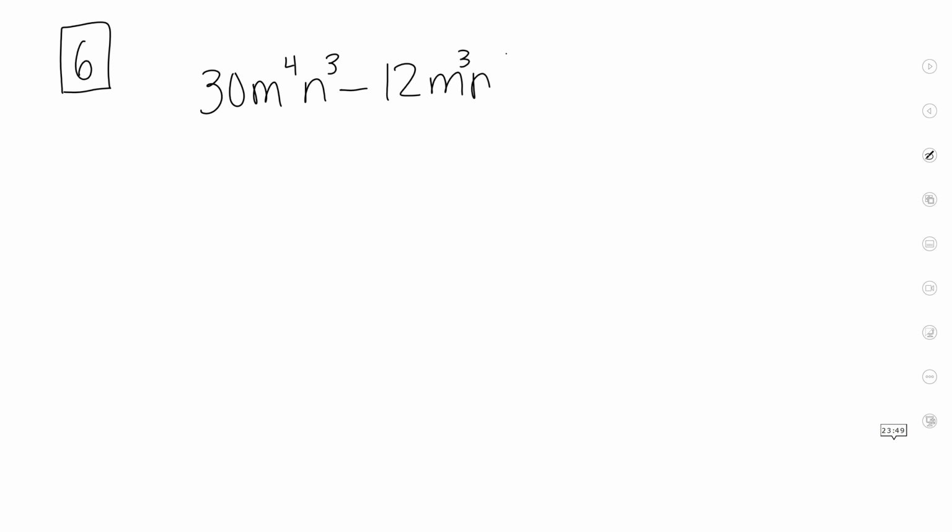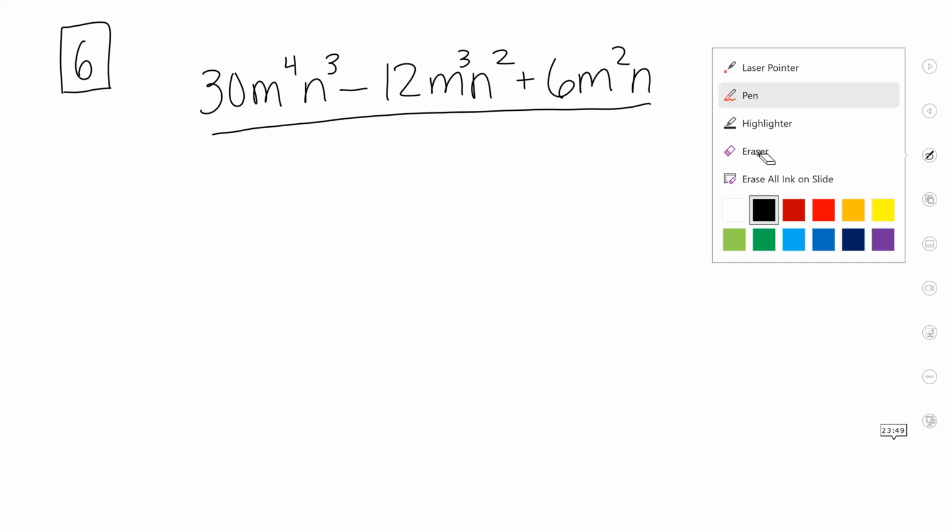Okay, guys, let's go ahead and do some factoring practice. So I'm going to do the first question on the homework. The first section, I'm going to do number 6 because that looks hardest. So this is 30m to the fourth n to the third minus 12m cubed n squared plus 6m squared n. Okay, so guys, that is our problem up here.